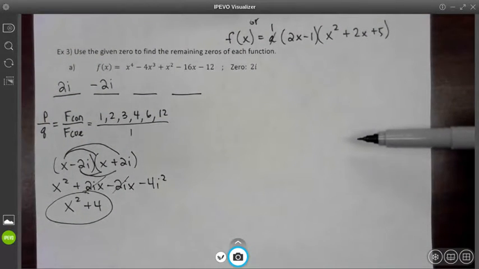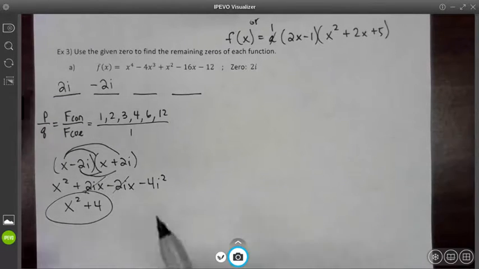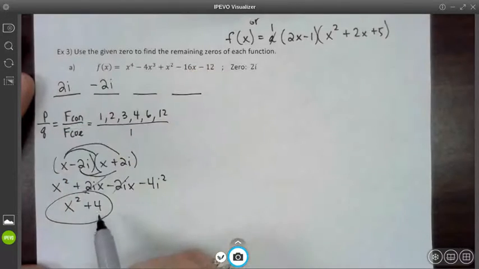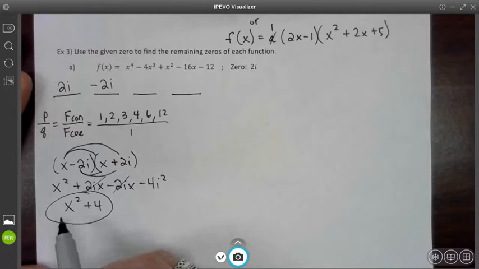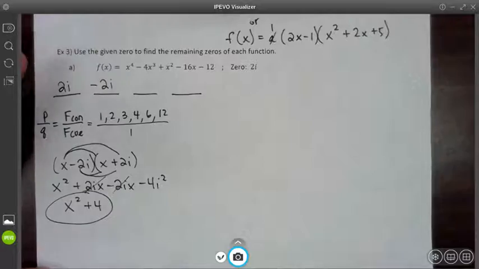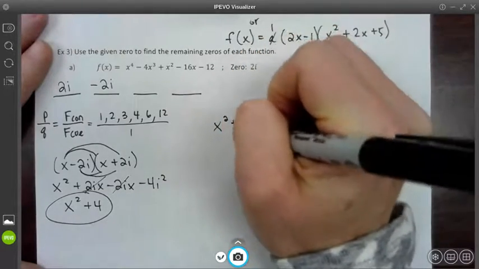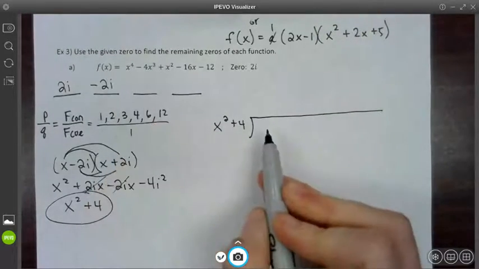And if I can get to a degree 2, a quadratic, I could factor it or use the quadratic formula, right? So we're going to take this quadratic factor and divide it in. The problem is you can't use synthetic division when you divide by a quadratic factor. You have to long divide this quadratic factor into that polynomial. All right, so I'm going to take x squared plus 4 and long divide it into this polynomial. So hopefully you remember your long division.